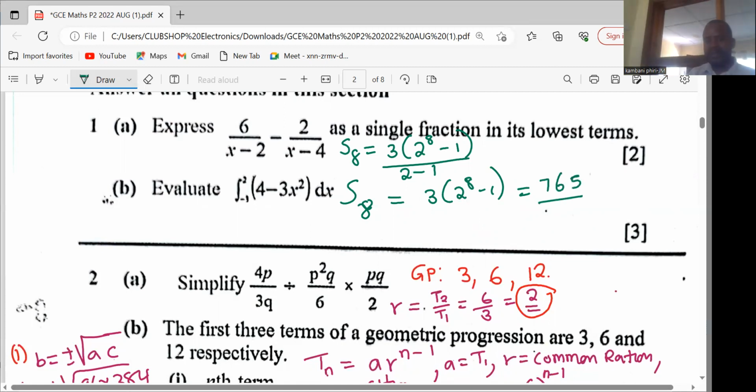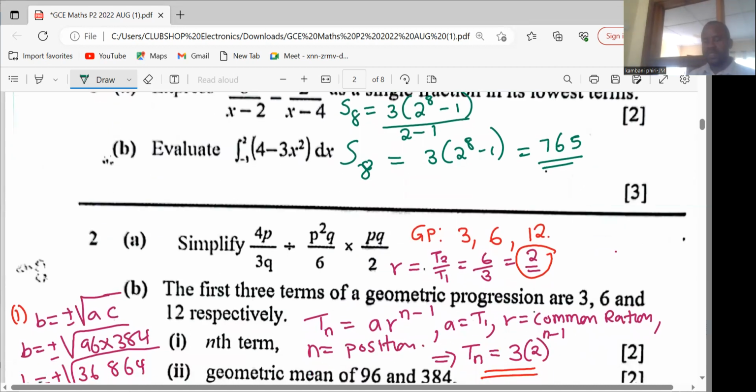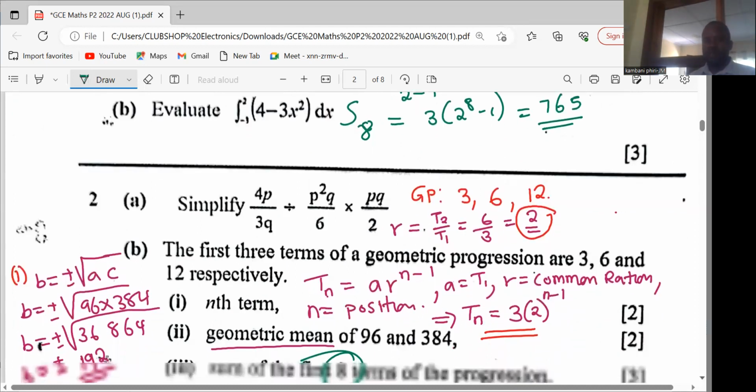765. What we mean by that is that if we were to add these terms, we only have 3. Right? Imagine we had to add the 8 of them. Okay. What were we going to get? And basically that is our answer. Unless there's a problem. Yeah. That is our answer. So this is what we have.